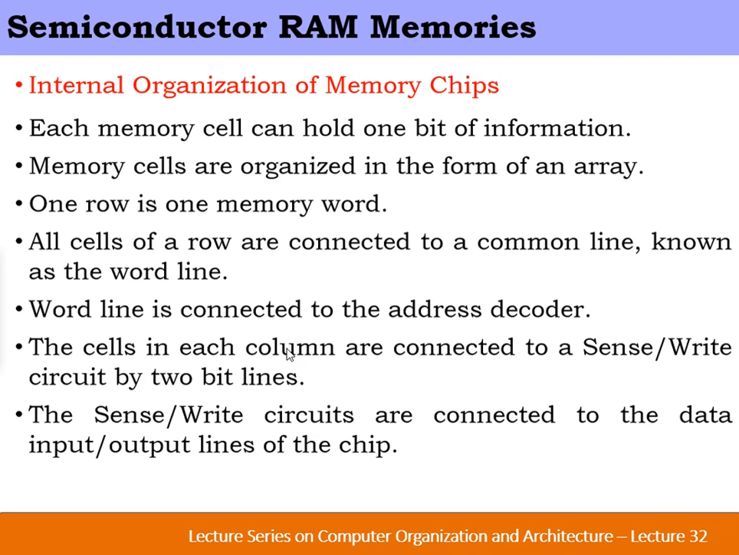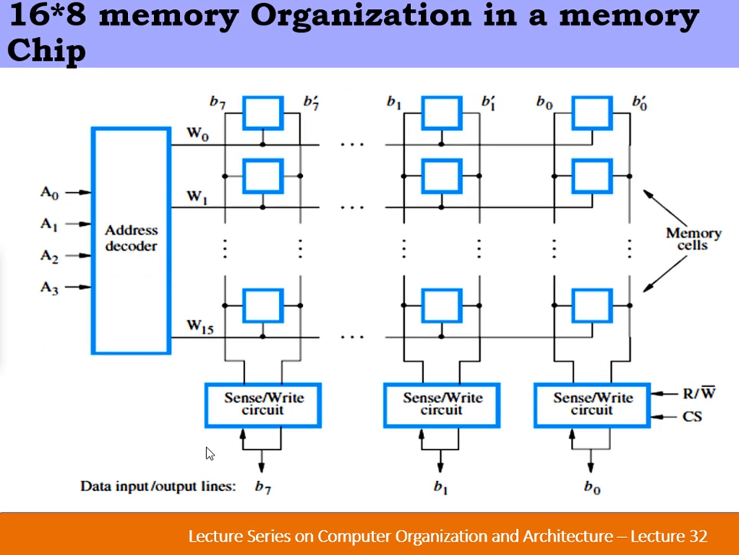So the cells in each column are connected to a sense/write circuit. It is connected by 2 bit lines. So here the sense/write circuits are connected to the data input and output lines of the chip. So this was the thing we were trying to explain. So we have a 16x8 memory chip which is organized in this fashion.